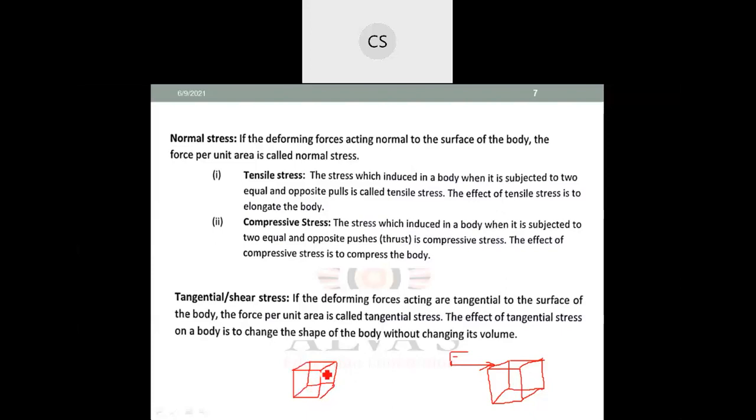Force is either a pulling force, like this, two equal and opposite pulling forces, then it is known as tensile stress. If it is pushing, then it is known as compressive stress. So I think that is very clear. Like this is pushing, that is compressive. This is compressive, tensile. This is tangential. Is it okay? Karthik, you can put it in the chat. Is it okay? Clear?